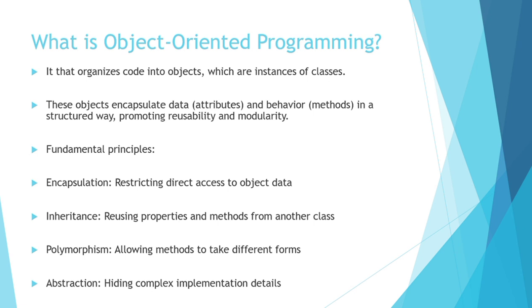This not only safeguards sensitive data but also improves code flexibility, allowing changes to be made without affecting other parts of the system. Another fundamental principle of object-oriented programming is inheritance, which allows one class (child) to reuse the properties and behaviors of another class (parent).